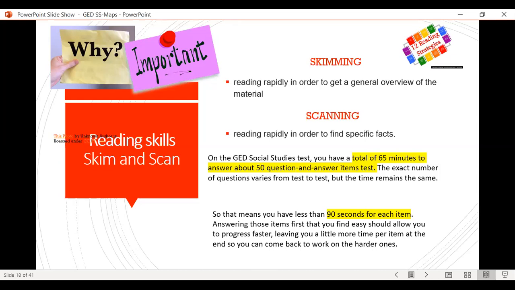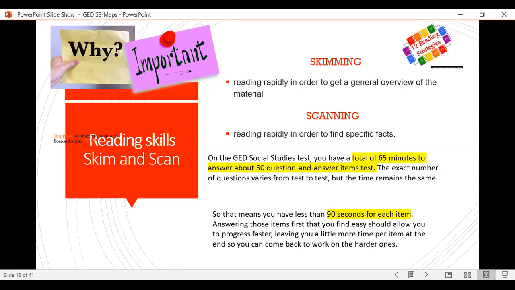So with skimming, as it says here, it's reading rapidly in order to get a general overview of the material, whereas scanning is reading rapidly in order to find specific facts. So if you're like me, sometimes I'm going to do some skimming over a newspaper article, and then I'll scan even deeper to find specific points that I want to read about.